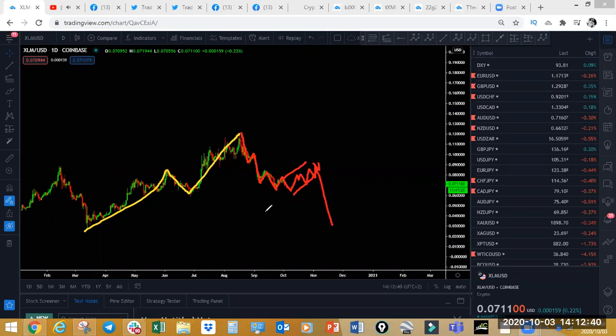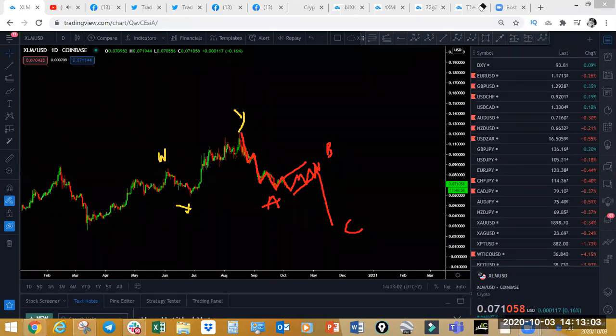Now, how do we relate all of this? This could be an A, B, so a deeper corrective structure before we move to the downside. We've got an ABC here. Rather, it's actually a 3 wave, so a WXY corrective structure here, and an ABC. So how do we relate all of this? Now, all of these are related as follows. This should actually be all in the same degree. Should also be the red degree.